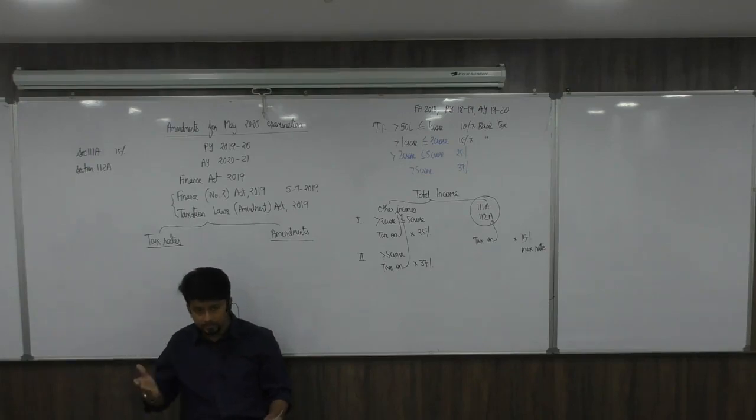Where the total income including 111A and 112A exceeds 1 crore, I went to the next page. Exceeds 1 crore but does not exceed 2 crore. Rate of surcharge 15%, no splitting. Here, from point 3, the split starts. Where the total income excluding income under section 111A and 112A exceeds 2 crore. Excluding. That means you remove the stock market capital gain and still your total taxable income exceeds 2 crore but does not exceed 5 crore. Now the surcharge rate will be 25%.